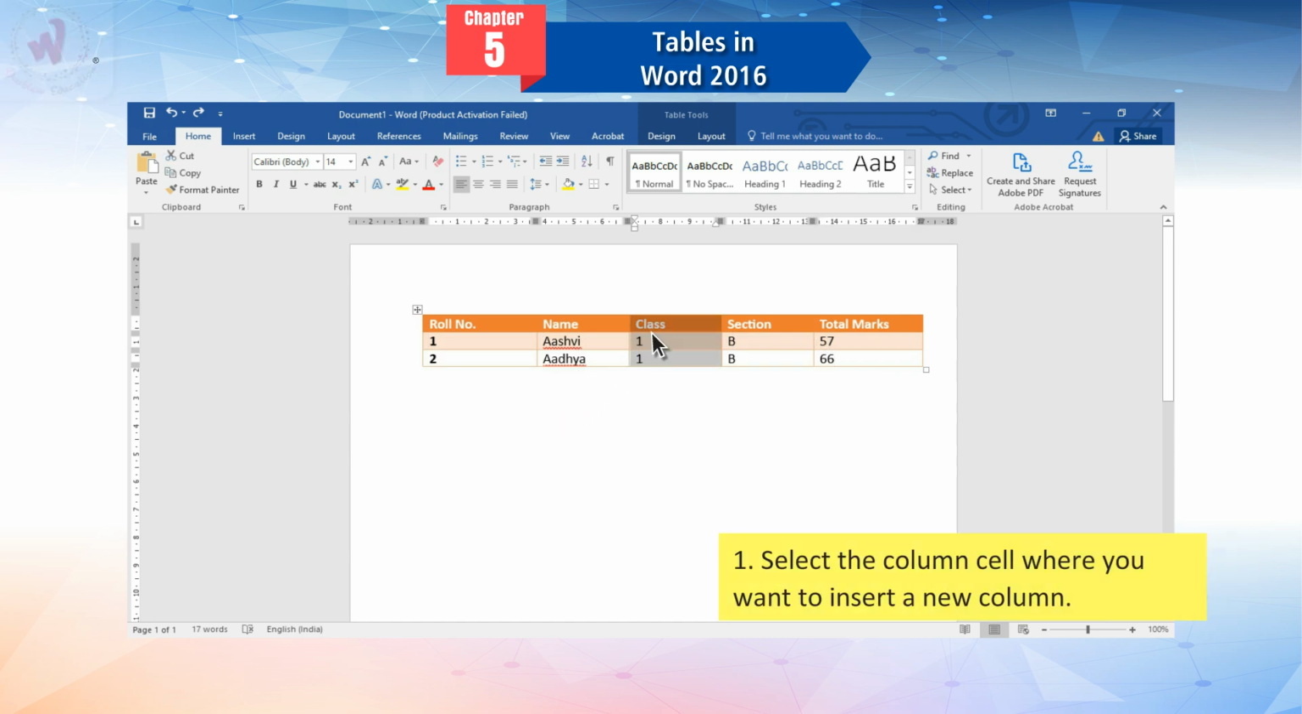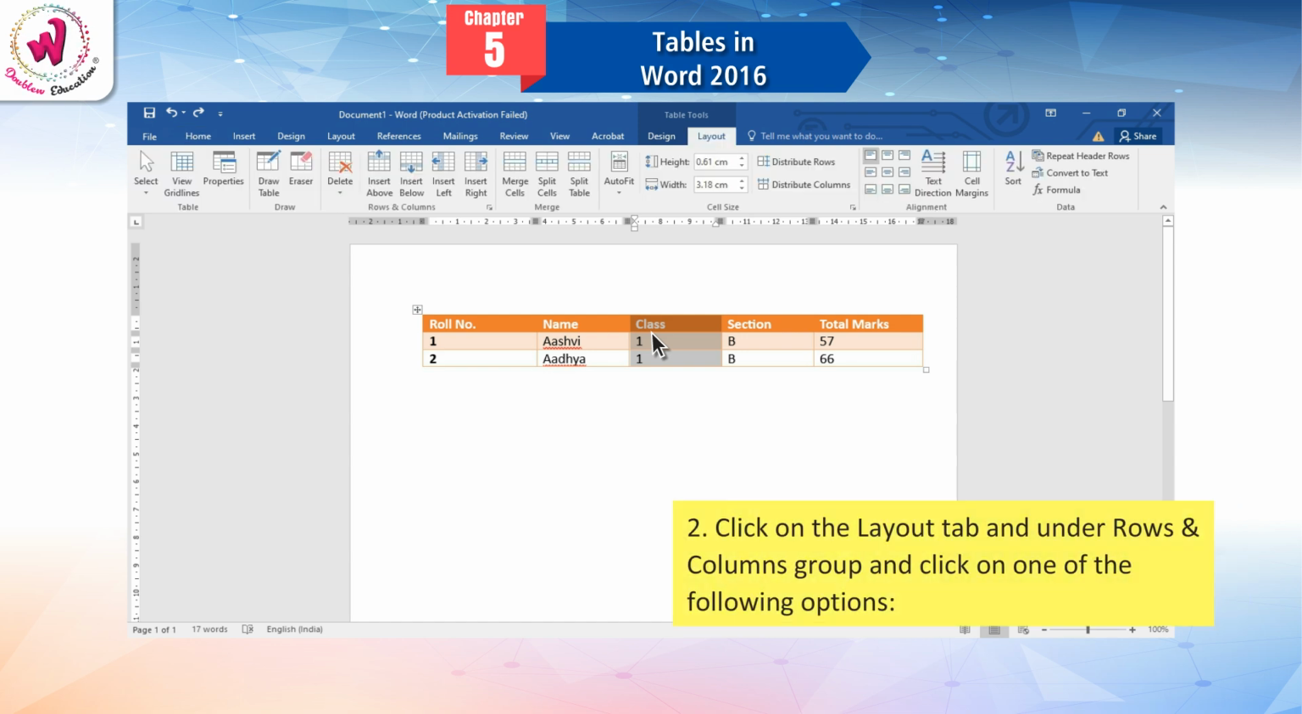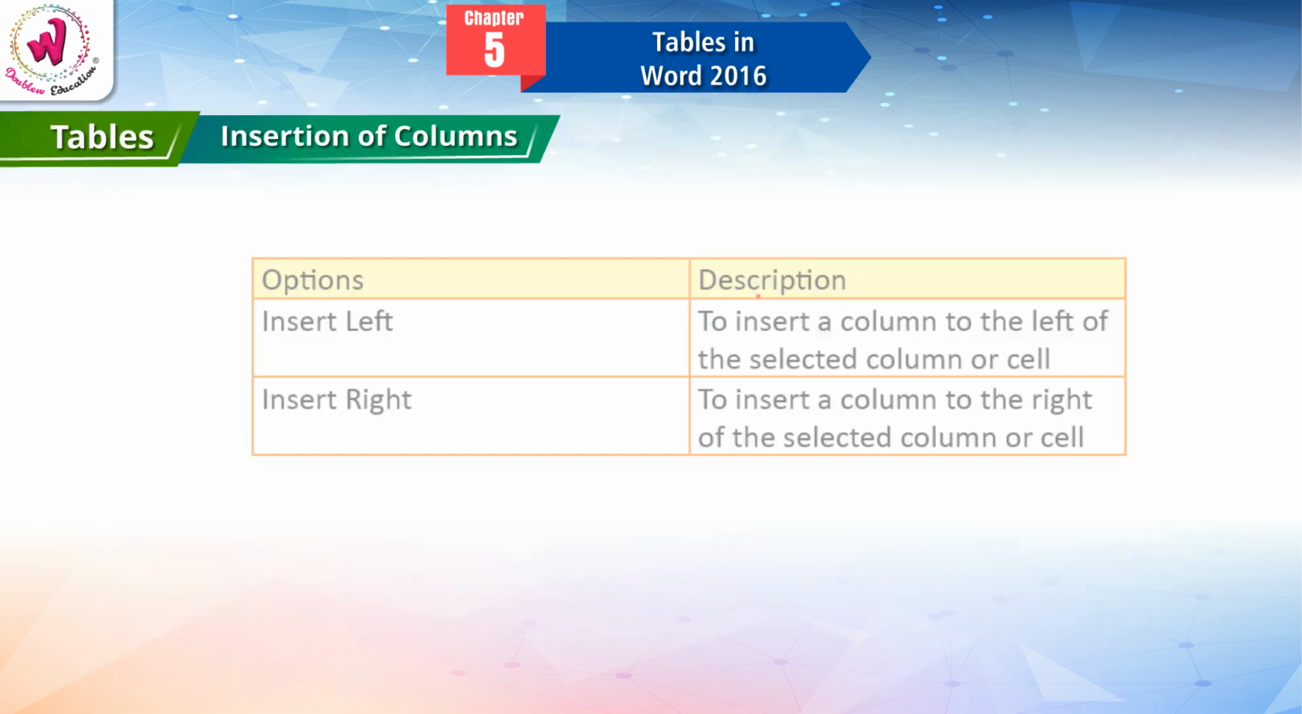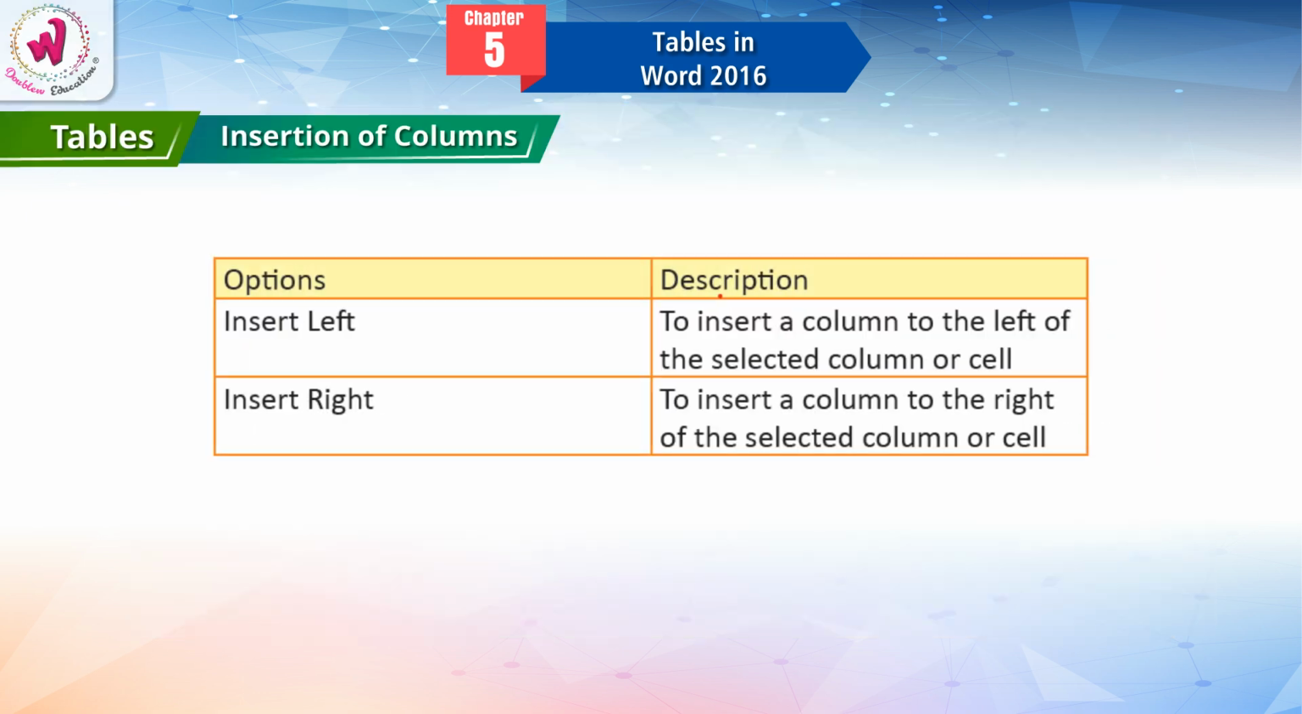1. Select the column cell where you want to insert a new column. 2. Click on the Layout tab and under Rows and Columns group click on one of the following options. Insert left. To insert a column to the left of the selected column or cell. Insert right. To insert a column to the right of the selected column or cell.